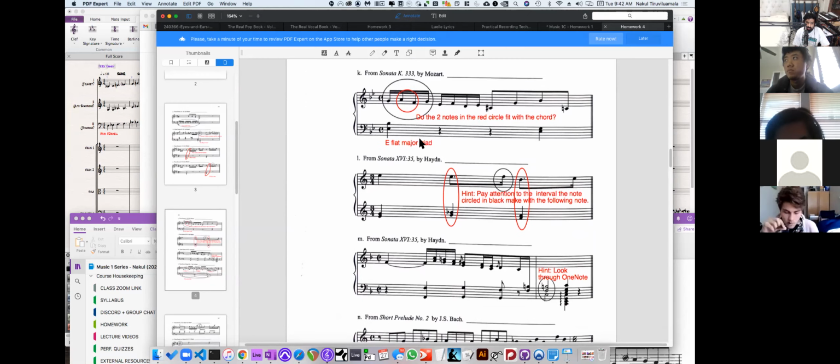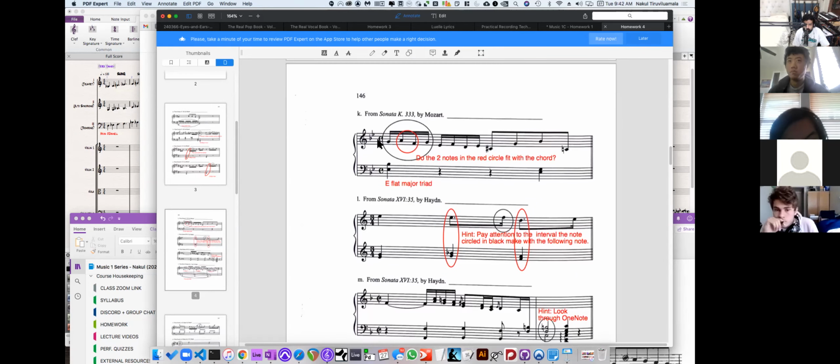So what you have to do here is, what does the question ask you? What is the secondary question that I wrote asking you? Do these black notes circled in red fit within the E flat major triad that's described over here? So an E flat major triad has which notes? E flat, G, B flat, right?